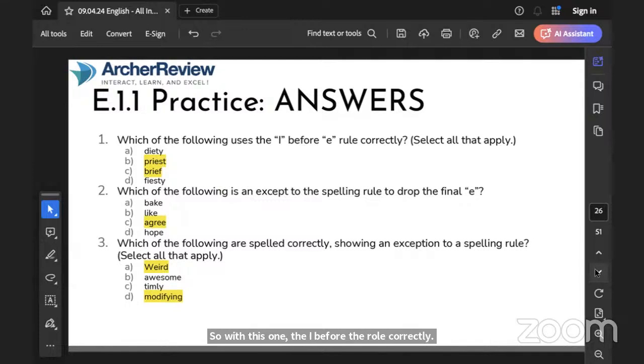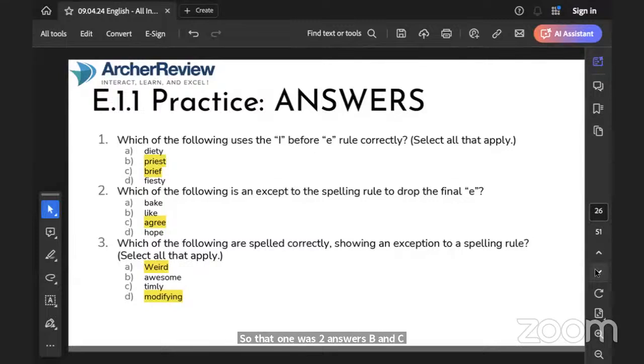So with this one, the I before E rule correctly. Deity, D-I-E-T-Y, I before E. It looks like it's following the I before E, but that one's actually an exception to it, and it should be D-E-I-T-Y. Priest, that one's correct, P-R-I-E-S-T. It does follow the I before E rule, and that's done correctly. Same thing with brief, I before E. Feisty, though, that's an exception. It looks like it would follow the I before E, and it looks right, but then it's spelled wrong. So that one was two answers, B and C.